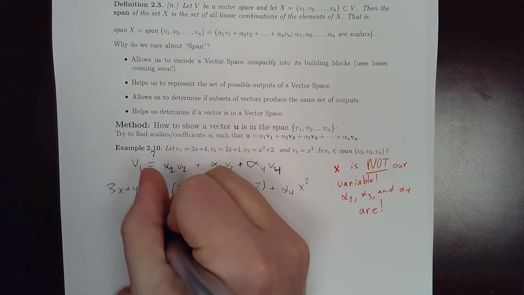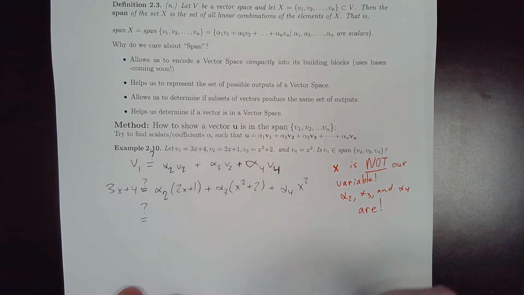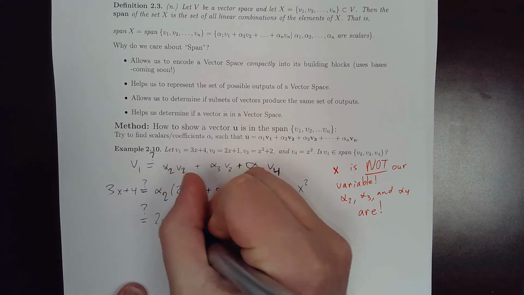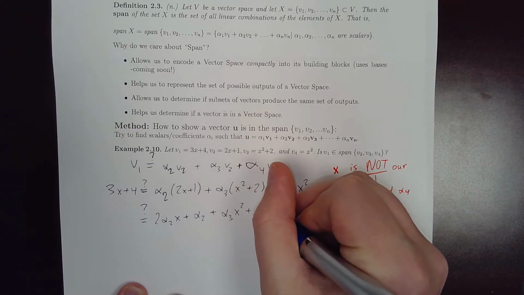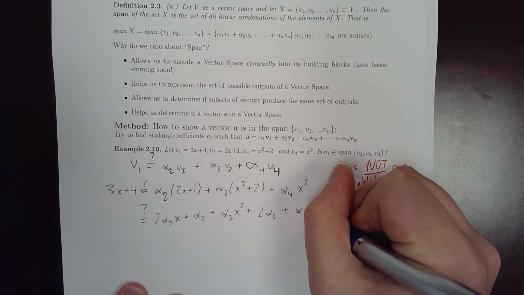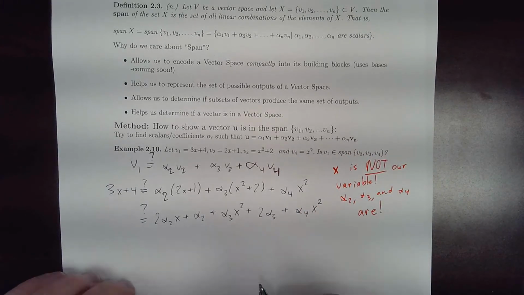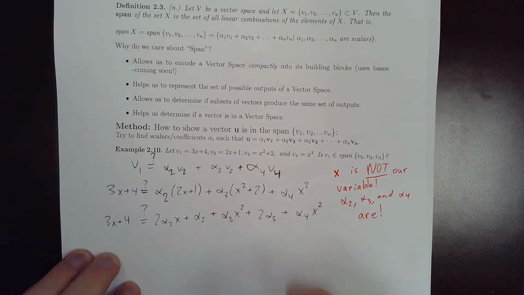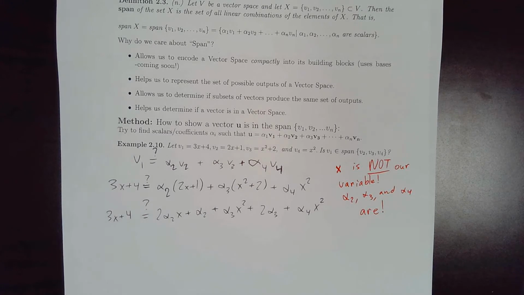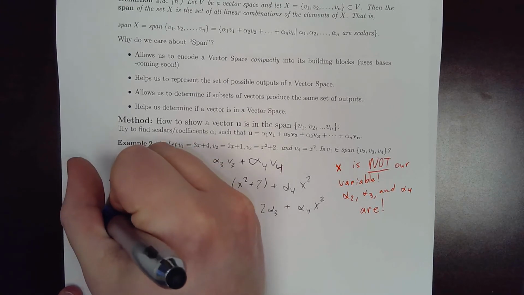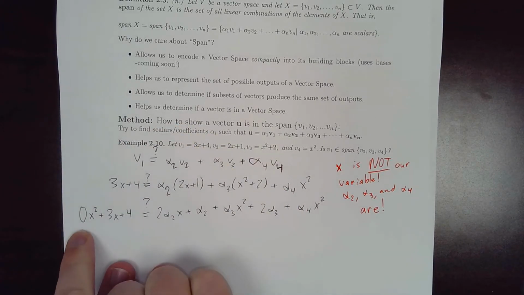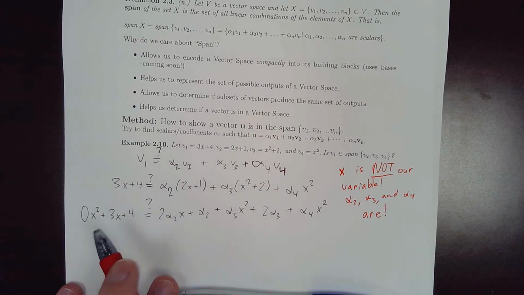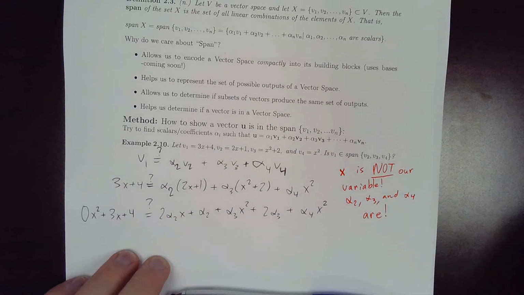So then here, let's distribute this through. We get 2 alpha 2 x plus alpha 2 plus alpha 3 x squared plus 2 alpha 3 plus alpha 4 x squared. Now, on the other side, we still have 3x plus 4, but notice that we have x squareds over here. So we seem to be dealing with something that has degree at most 2. So because of that, we should have some sort of x squared component on the left to compare this to as well. However, there wasn't an x squared here before, so we're going to say it's 0x squared. So notice that 3x plus 4 is the same as 0x squared plus 3x plus 4.